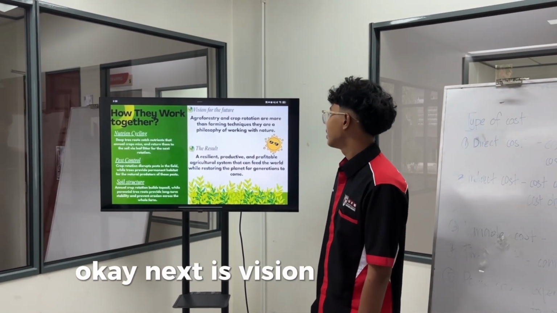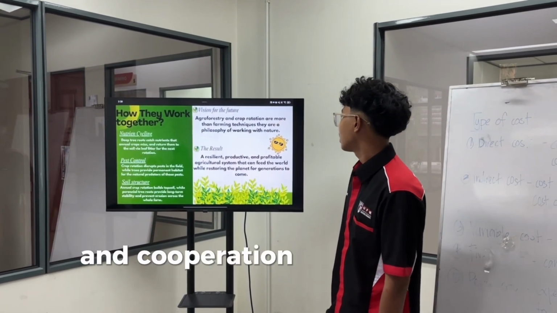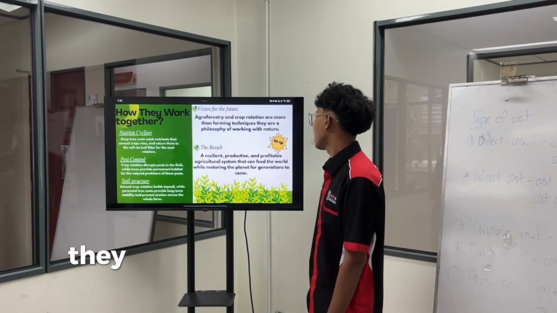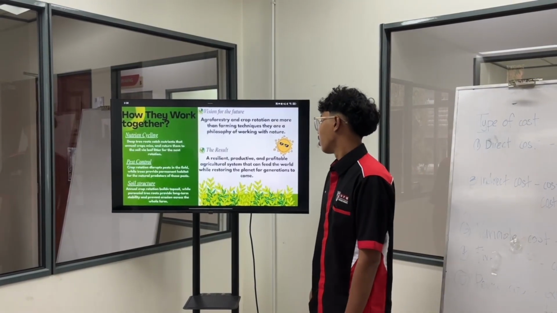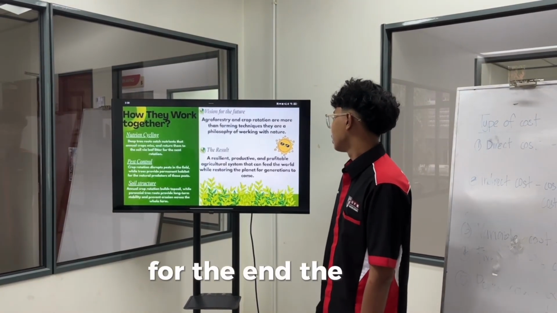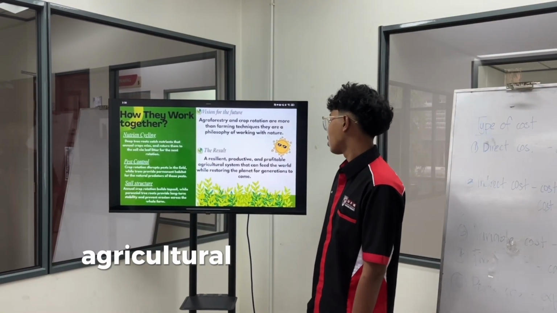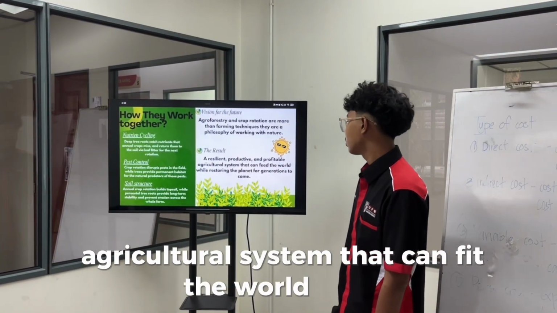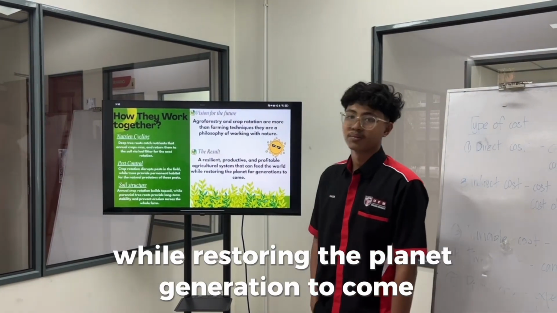Next is the vision for the future. Agroforestry and crop rotation are more than farming techniques. They are a philosophy of working with nature. For the end, the result: a resilient, productive, and profitable agricultural system that can feed the world while restoring the planet for generations to come.